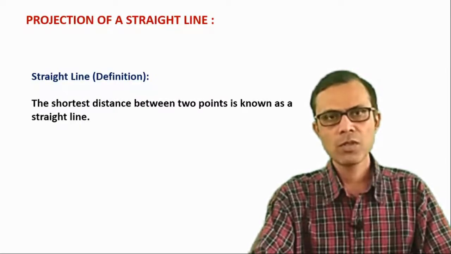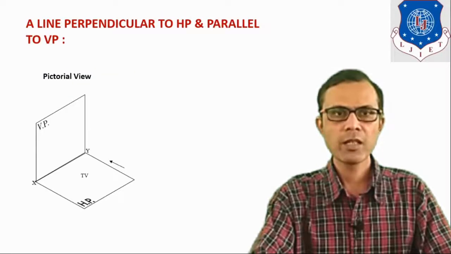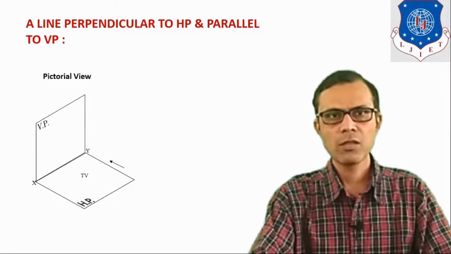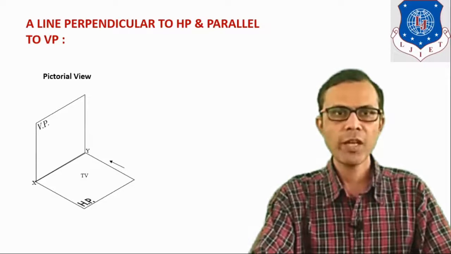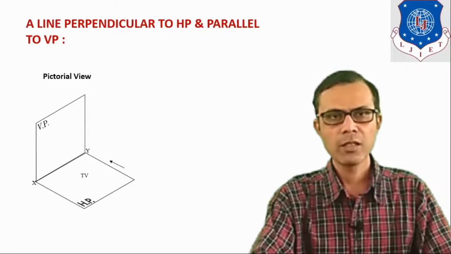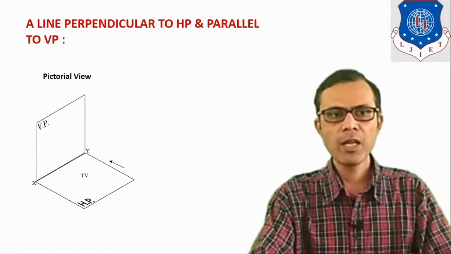Now, to study the projection of a straight line, first of all we have to understand the different orientations or different locations which are possible with reference to HP and VP for a straight line. So we will discuss all these cases step by step. So first of all, the line perpendicular to HP and parallel to VP.